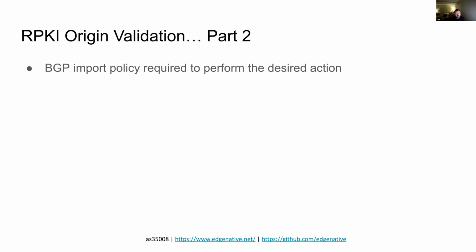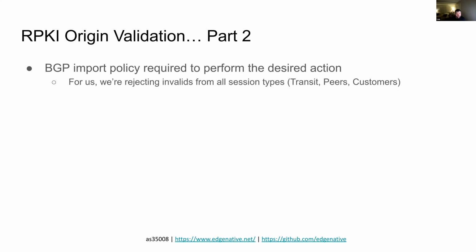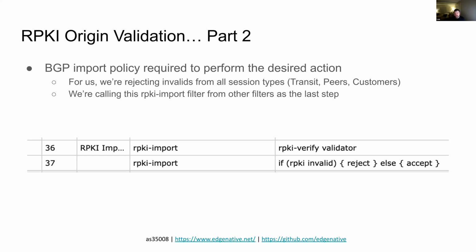You need a policy to actually apply and use this origin validation. At the bottom of this slide, we have an example of what the policy filter looks like. It's really very simple. On line 36 you can see RPKI verify, and then the group name that you created when you added the validators to the configuration. I have my group imaginatively called validator. It's a really very simple policy statement: if RPKI invalid, then reject, else accept. So I'm accepting RPKI unknowns and RPKI valids, but I'm rejecting invalids.